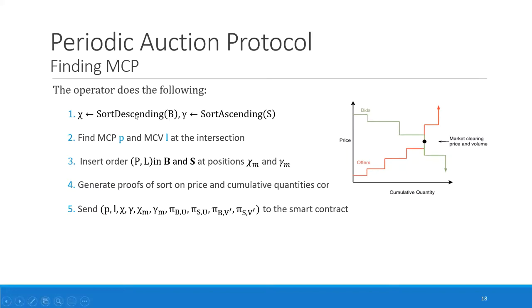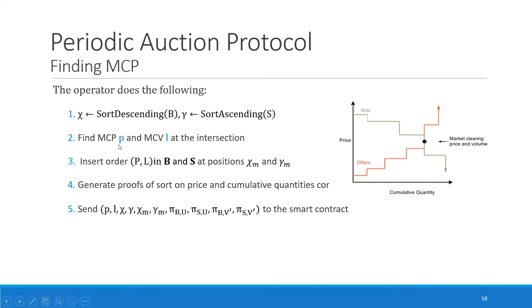And the output of these two functions is positioning vectors. Let's call them chi and gamma. And we will know in a bit how to use them. So after sorting them, the operator draws curves, cumulative quantity against prices, and then the operator finds the market clearing price and volume, let's say at this point.